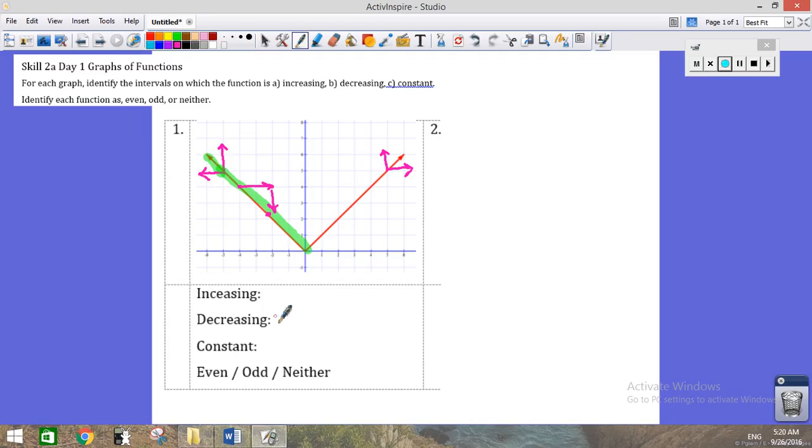So it's decreasing on the interval. When you hit that arrow, that's negative infinity, all the way up to the x coordinate of that point where it changes.